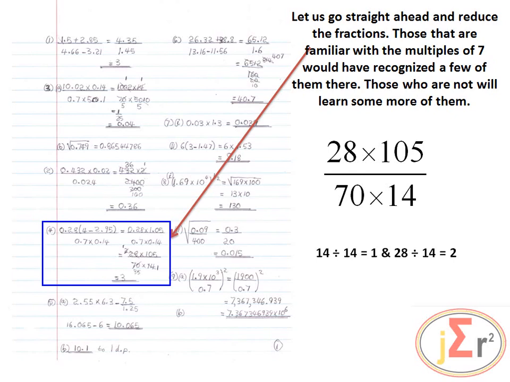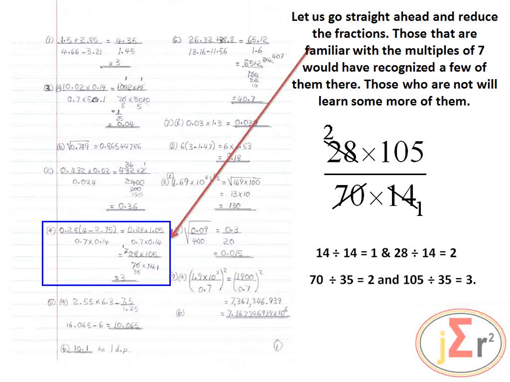14 divided by 14 is equal to 1, and 28 divided by 14 is equal to 2. We are reducing by a common factor of 14 right there. 70 divided by 35 is 2. We are dividing or reducing the fraction by a common factor of 35. And of course, 105 divided by 35 is equal to 3.